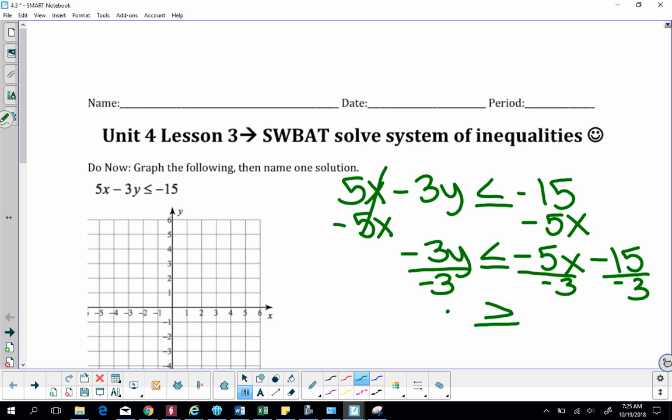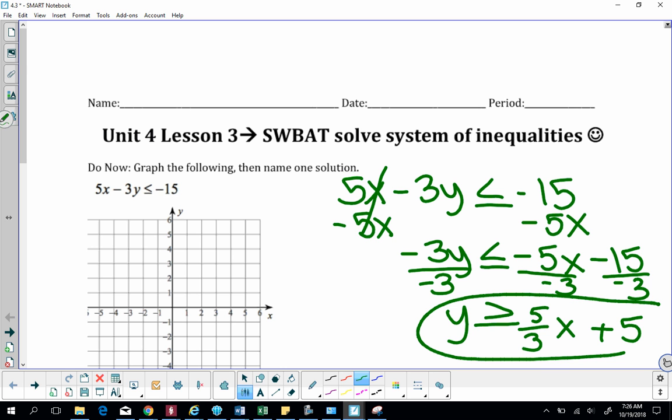And so you end up getting y is now, who can read this? Y is what? Raise your hand. Fernando. Perfect. Greater than or equal to. And when we reduce it, remember, you can put it in the calculator, or we know a negative over a negative is a positive, plus 5. So who got that far? Raise your hand. Awesome. So now we're going to graph it.